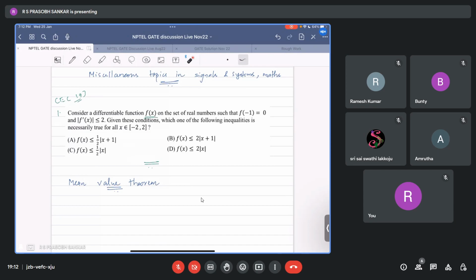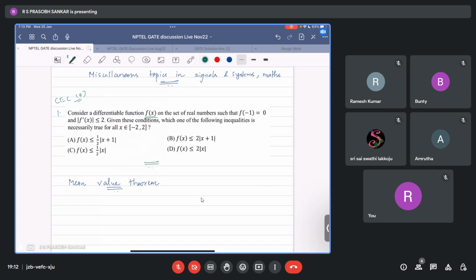Consider a differentiable function f of x on the set of real numbers such that f of minus 1 is 0 and mod of f prime x is less than or equal to 2 for all x. Given this condition, which one of the following inequalities is necessarily true for all x in [minus 2, 2]? So basically we are given a function f of x which is differentiable everywhere on the real line, the value of f at minus 1 is 0, and the modulus of the derivative is always less than or equal to 2. Given these facts, we need to choose the correct option that describes an inequality which is true for all x in this range minus 2 to 2.